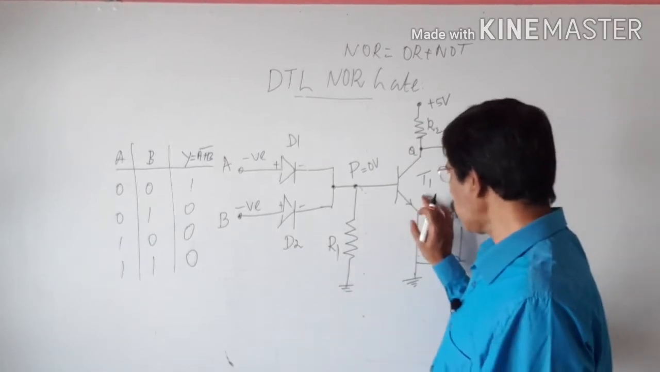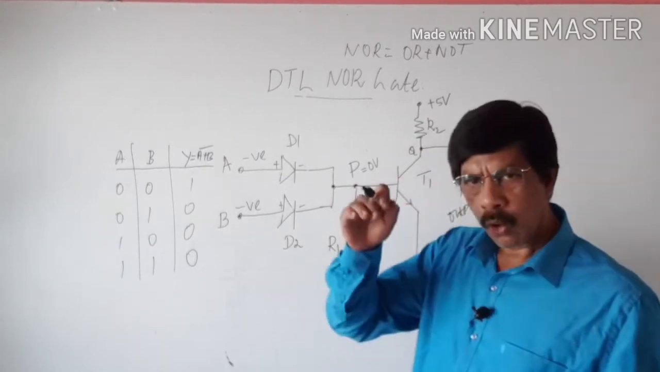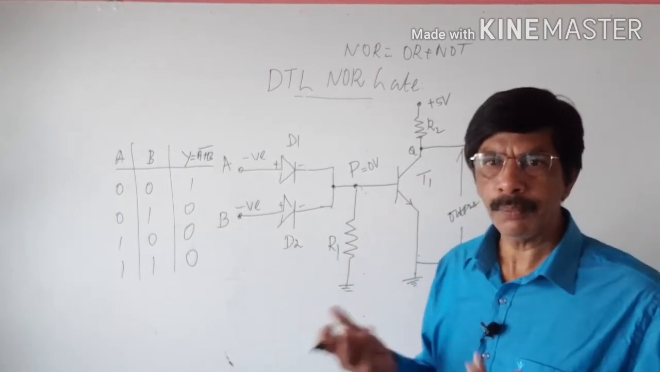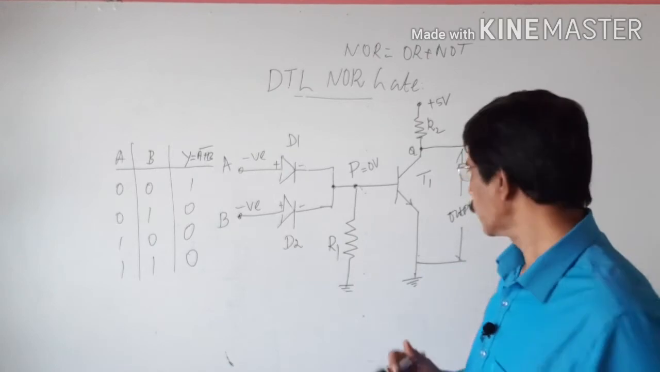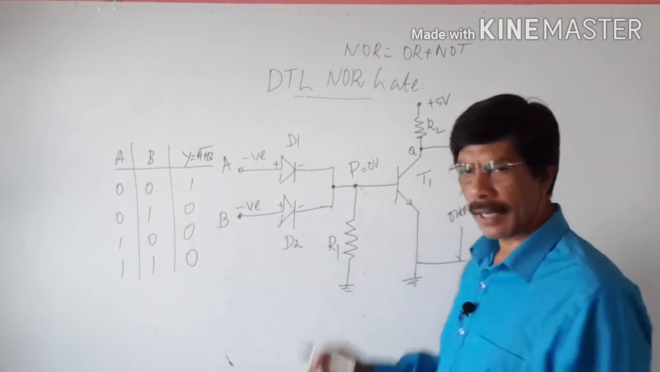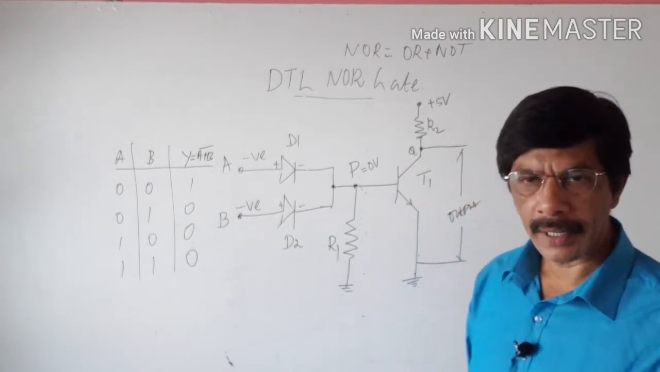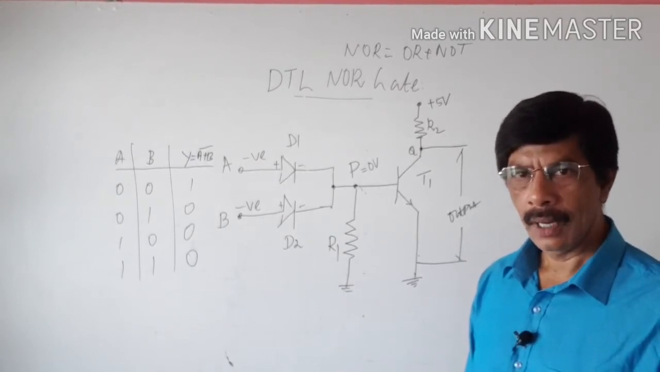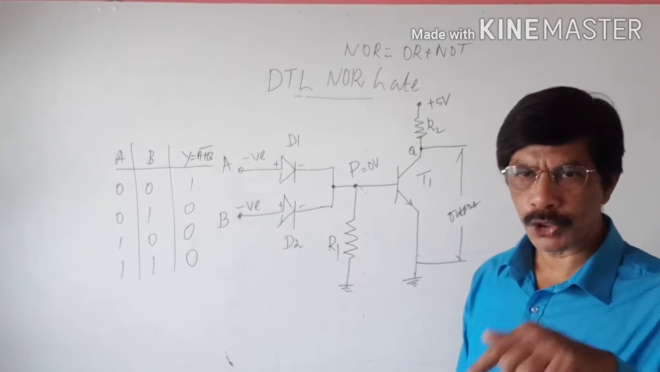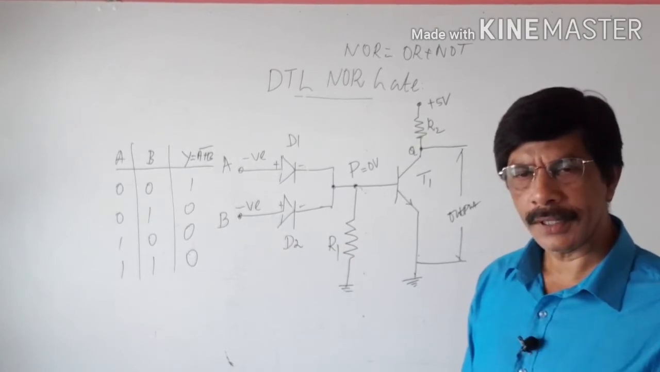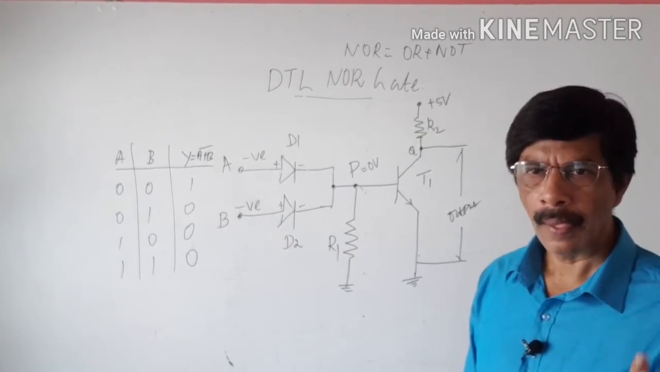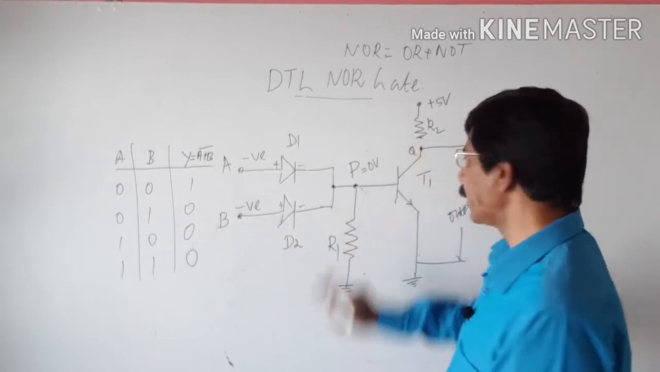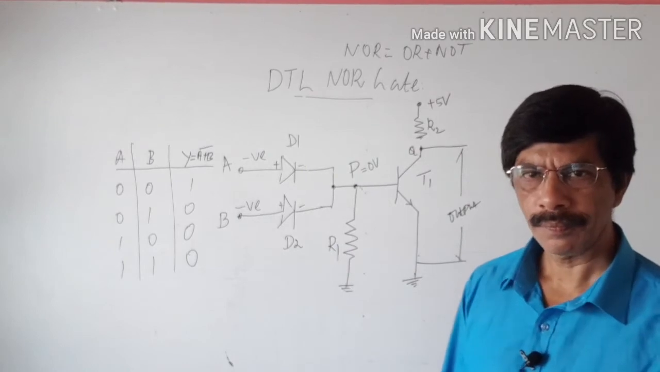The 0 volt holds the transistor T1 in the off state, because there is no input: cutoff state. When the transistor is in the off state, it acts as an open circuit. When the transistor is on, it acts as a closed circuit. When the transistor is off, it acts as an open circuit. Now the link is broken here. It is acting as an open circuit.